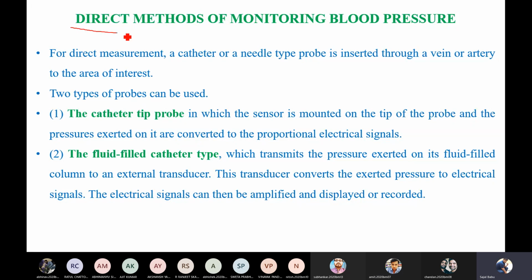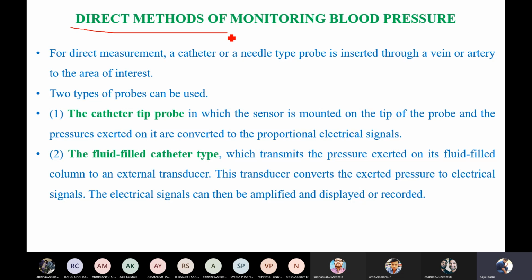This is the direct method of blood pressure monitoring. I will briefly explain it in 3 slides. How will the direct method of blood pressure monitoring be done? I already explained at the start of the unit that in the direct method, we puncture the arterial blood vessel and insert a probe into the blood vessel. That probe has a sensor, and that sensor measures the blood pressure. So the phenomenon is the same. This is what happens in the direct method of monitoring blood pressure.